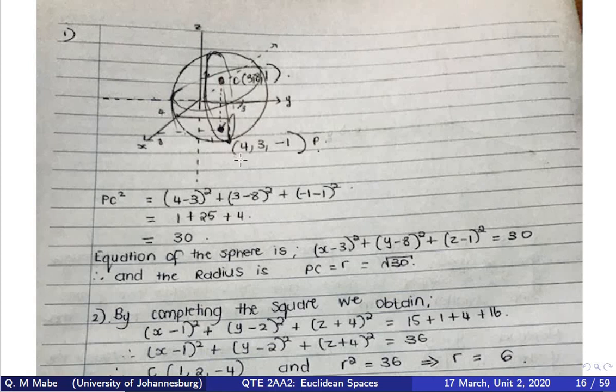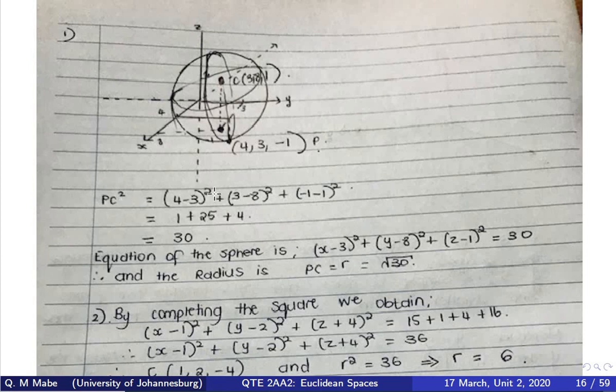So we already pointed out that the distance between any point on the sphere and its center is just the radius. So that's what we need to find. For instance, PC squared, right?